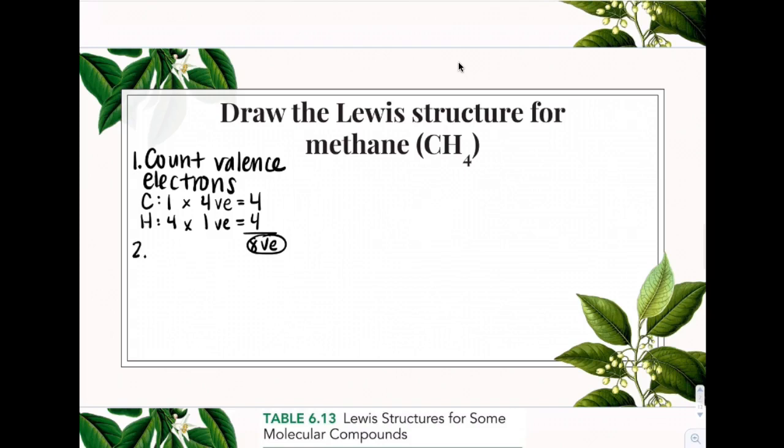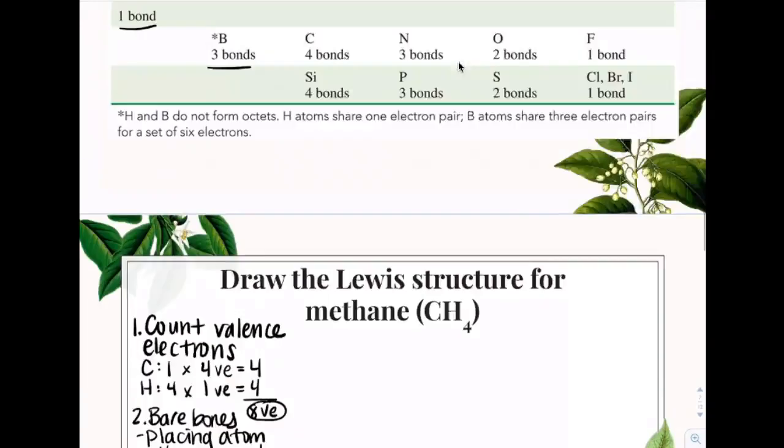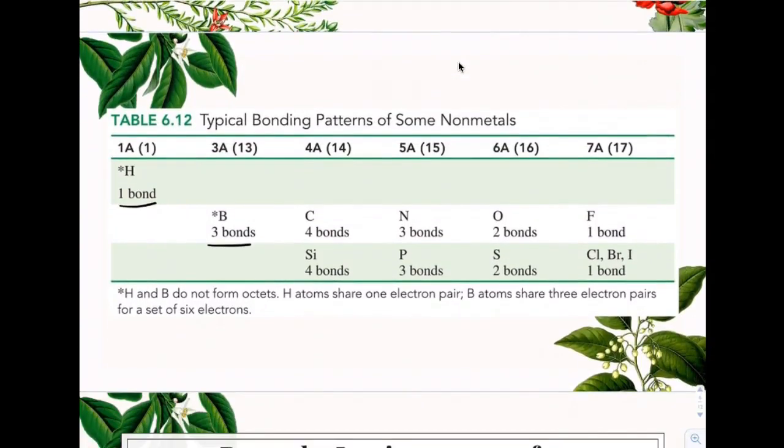Next step is to build what I call the bare bones, by placing the atom with the most bonds in the middle. And when I say most bonds, I'm referring back to this bonding pattern. So who likes to have the most bonds? Carbon likes to have the most bonds. And so carbon's typically going to be in the middle.